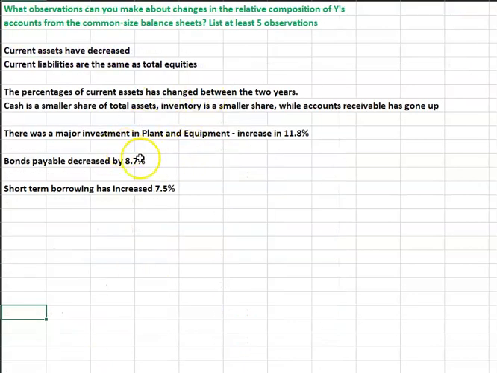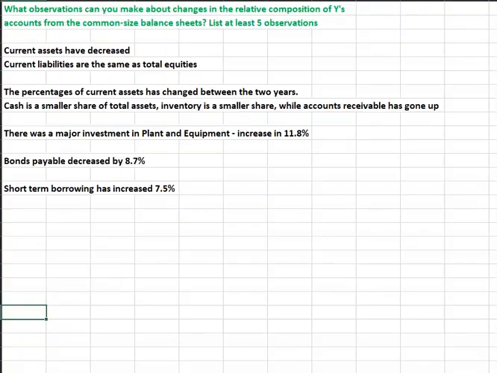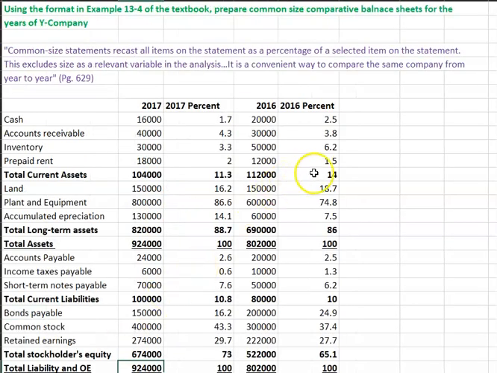Additionally, there was a major investment in plants and equipment, increasing a total of 11.8% from 2016 to 2017. Plant and equipment, 74.8 to 86.6. And bonds payable decreased by 8.7%, while short-term borrowing increased by 7.5%. All that is able to be seen, and we were able to compare that so easily because it was a common size statement comparing the 2 years from 2016 and 2017.